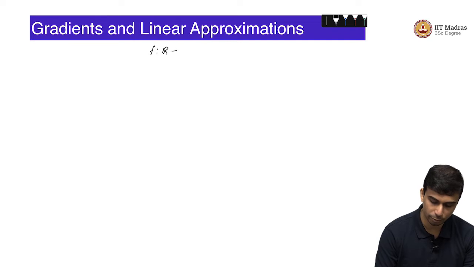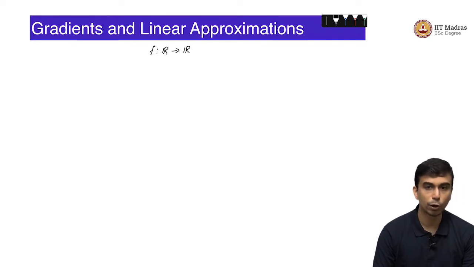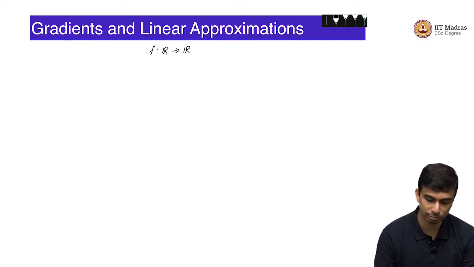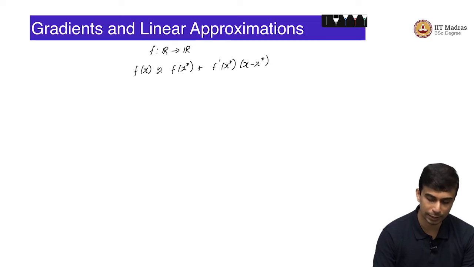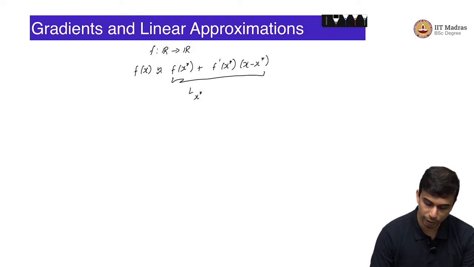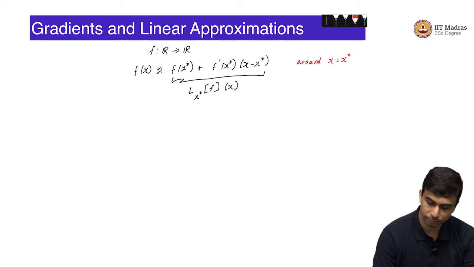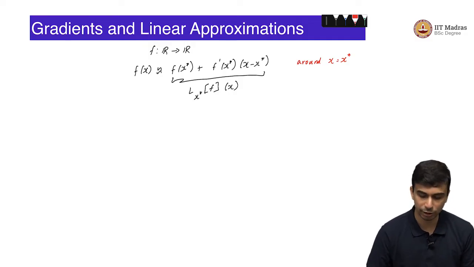If you have a function f from R to R and you want to approximate this function f around x close to x star, this is what you would do. f of x is approximately equal to f of x star plus f dash of x star into x minus x star. This is what we have been doing for linear approximations, and we denoted this term as the linear approximation of f around x star evaluated at x, and this is a valid approximation when x is close to x star. This is for one dimensional functions.